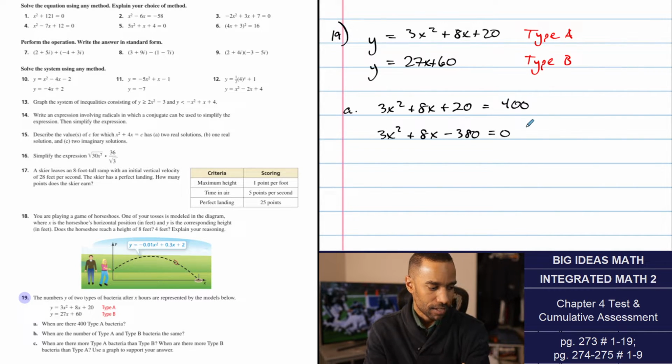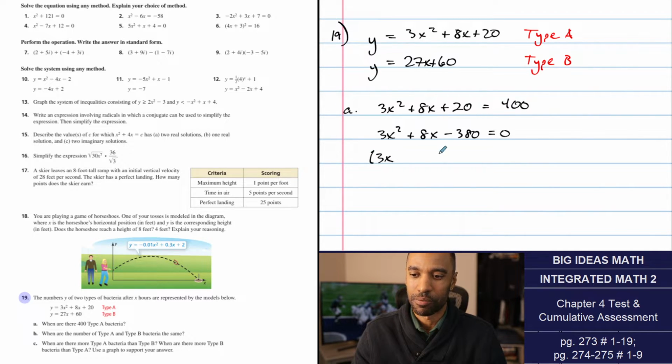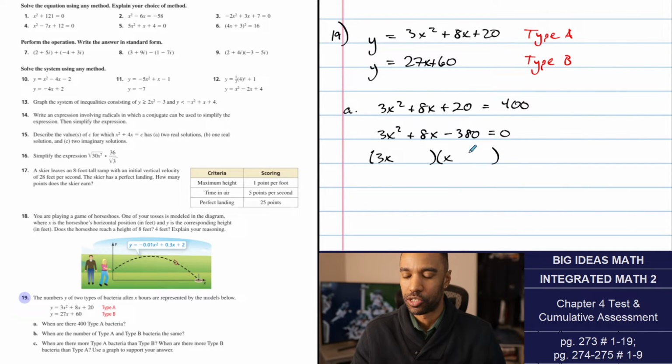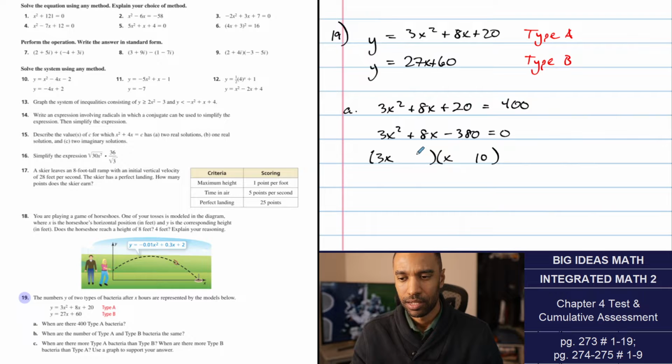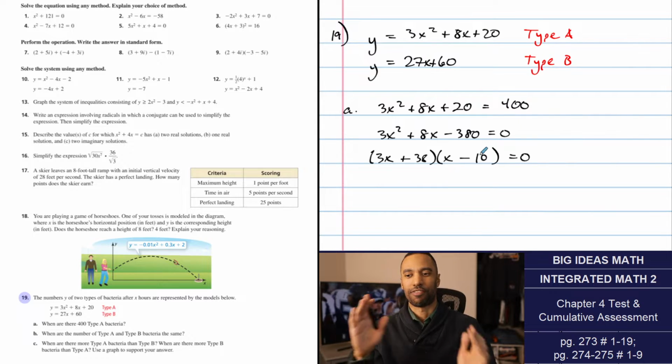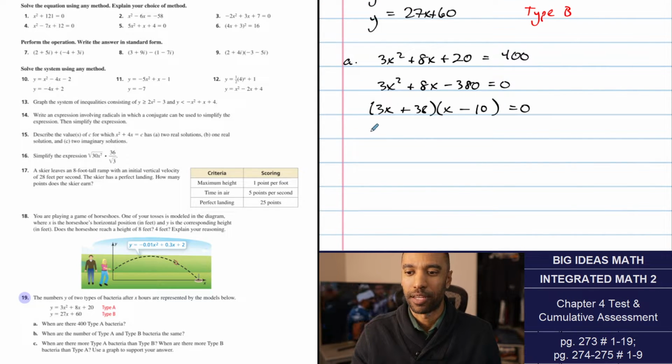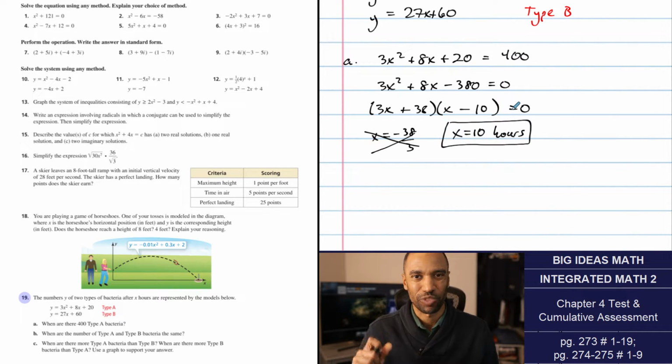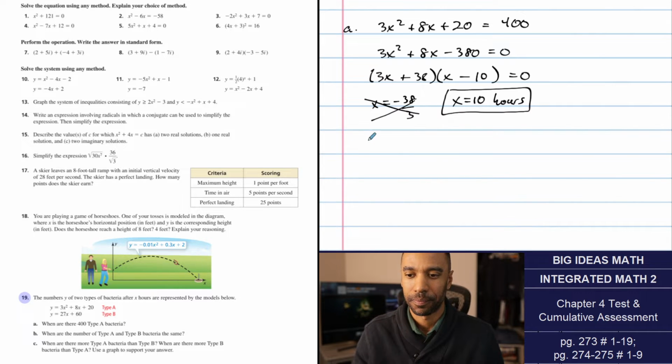38 times 10. I think this is factorable. Triple the 10, not the 38. Make the 38 positive, the 10 negative. Okay. Negative 30 plus 38 is 8. Yes, this is factorable. I'm going to ignore the one where x equals negative 38 over 3. No negative hours here, but x equals 10 hours is correct. Your quadratic formula is possible, but it was factorable. Thank you, problem.